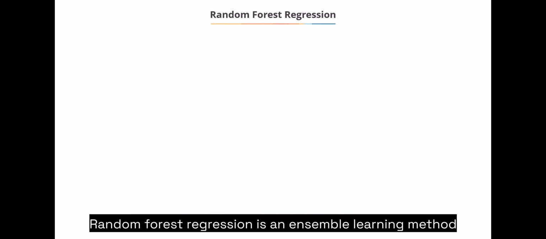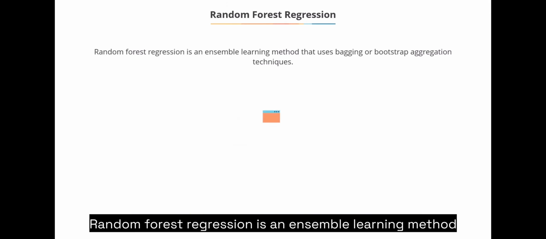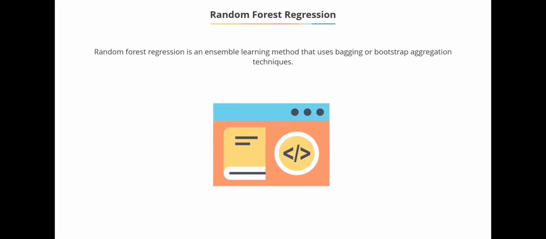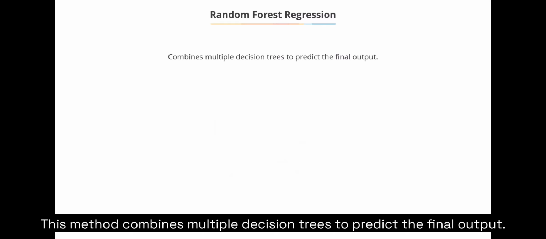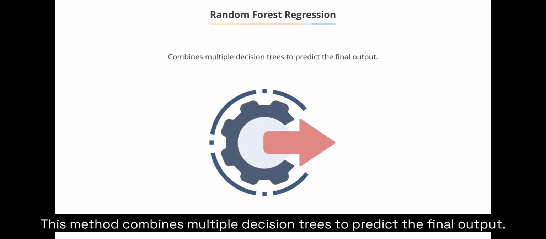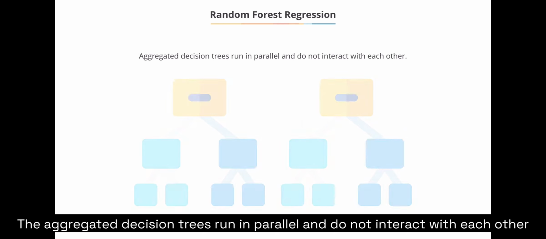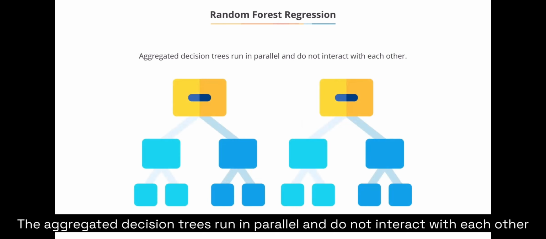Random forest regression is an ensemble learning method that uses bagging or bootstrap aggregation techniques. This method combines multiple decision trees to predict the final output. The aggregated decision trees run in parallel and do not interact with each other.